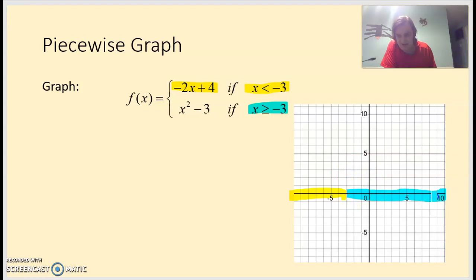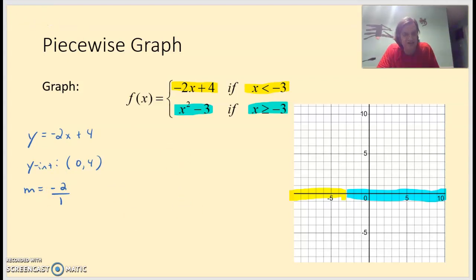So our graph is going to be split into two parts, and we're going to use the corresponding function for each part. So y equals negative 2x plus 4. What do we know about that? It has a y-intercept at (0, 4). It's a straight line, and it has a slope of negative 2 over 1. So let's try and graph this. Let's see here. What can I use? I guess I could use red.